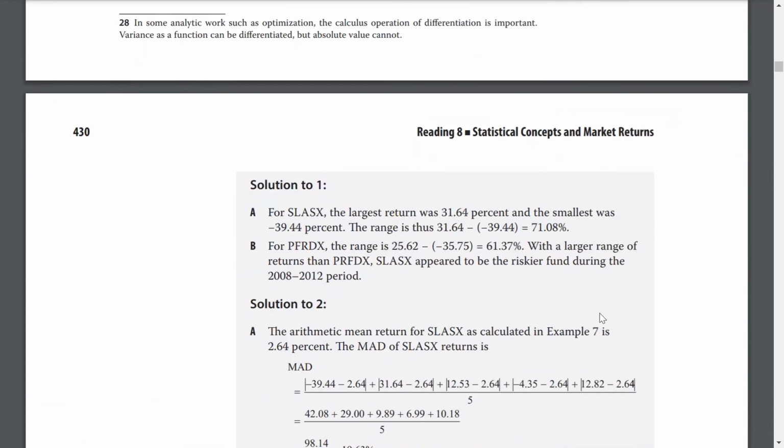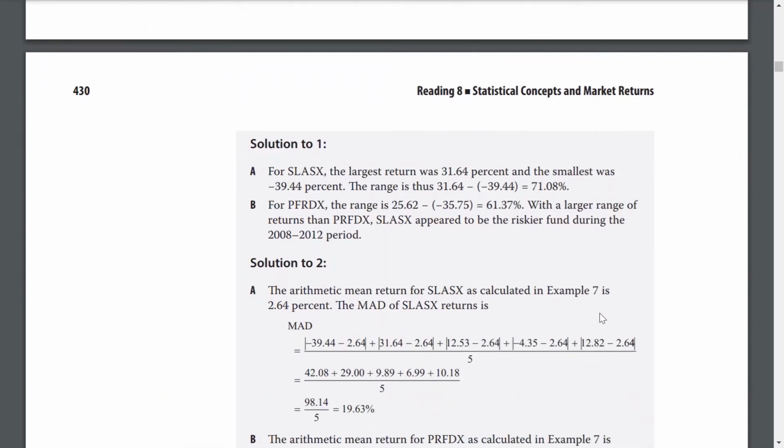Solution to 1. For SLASX, the largest return was 31.64%, and the smallest was negative 39.44%. The range is therefore 71.08%. For PRFDX, the range was 25.62 subtracting negative 35.75%, which gives us 61.37%, a smaller range of returns than the SLASX. The SLASX appears to be the riskier fund during the 2008 to 2012 period.